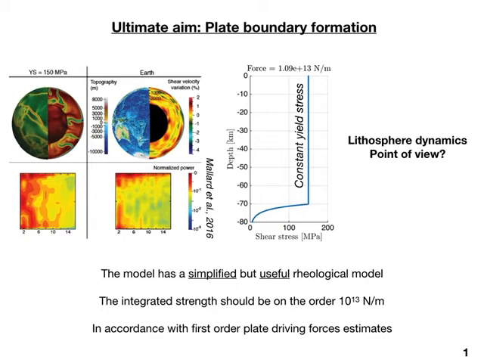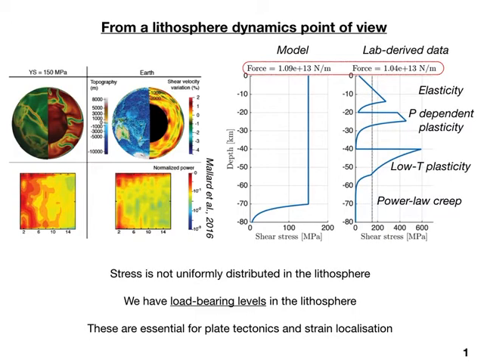Now we are interested in the details of lithospheric deformation, and we know that we need to incorporate more deformation mechanisms. Such a rheological profile is overly simplified. So if we include lab-derived data, we know that we need to consider pressure-dependent plasticity, low-temperature plasticity, power law creep, elasticity. This implies that we have rather weak horizons in the lower part of the upper crust, the lower part of the lower crust, or the lower part of the mantle lithosphere.